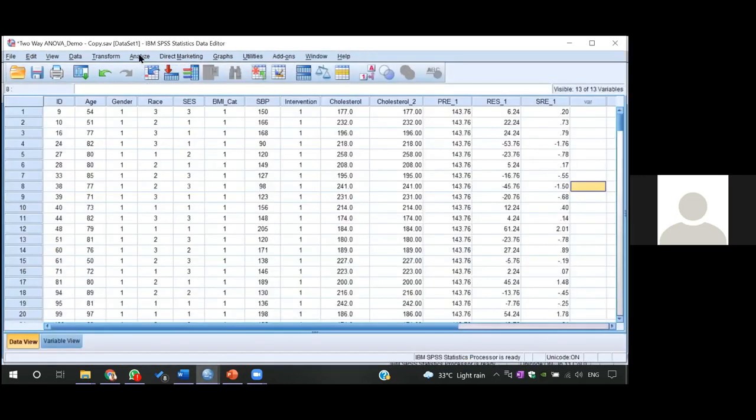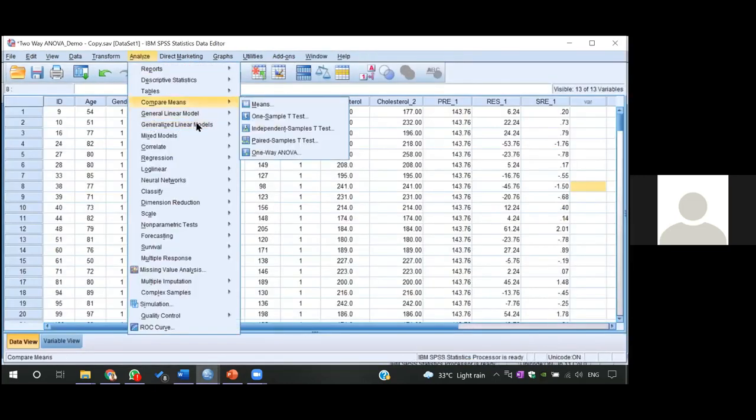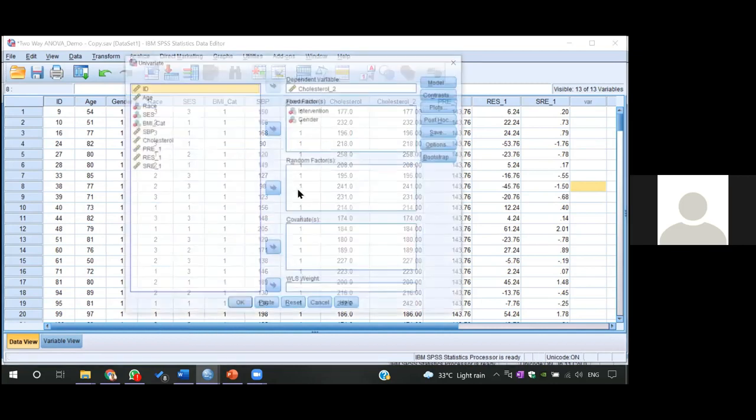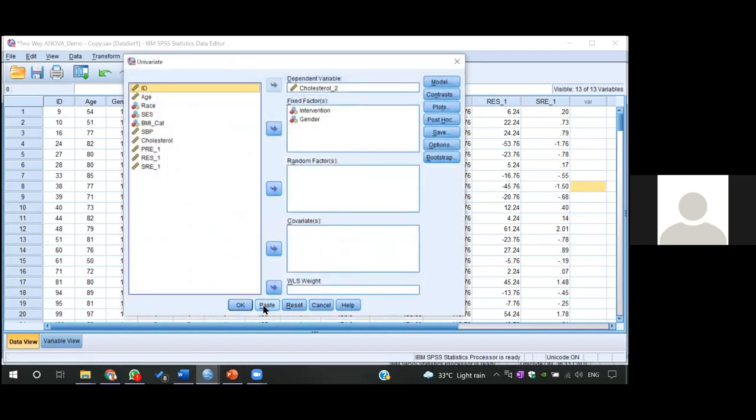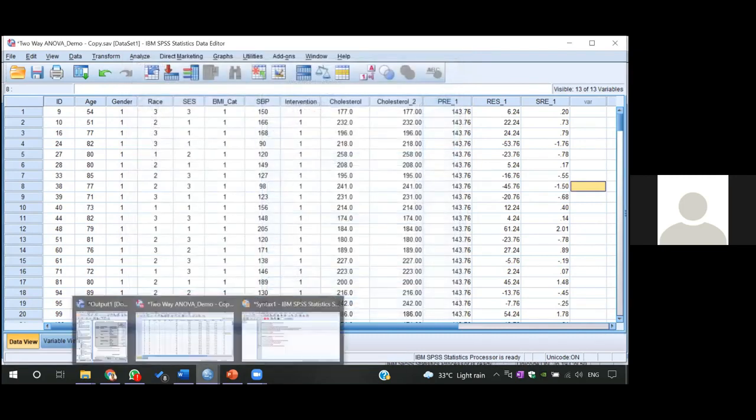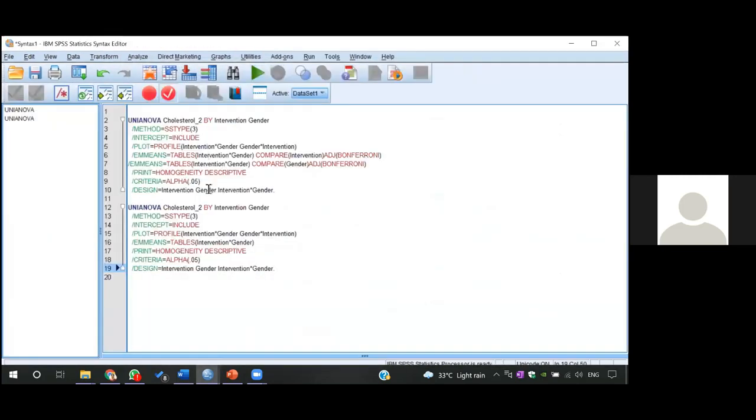So you go to Analyze, General Linear Model, Univariate, and then there is an option of Paste here. If you press this, it will lead to a syntax file. This syntax is already there, so it is another syntax which has appeared here. In this, go to EMMEANS. The estimated marginal means gives you the interaction effect, but it doesn't give you the simple main effect of gender separately and simple main effect of BMI category separately.